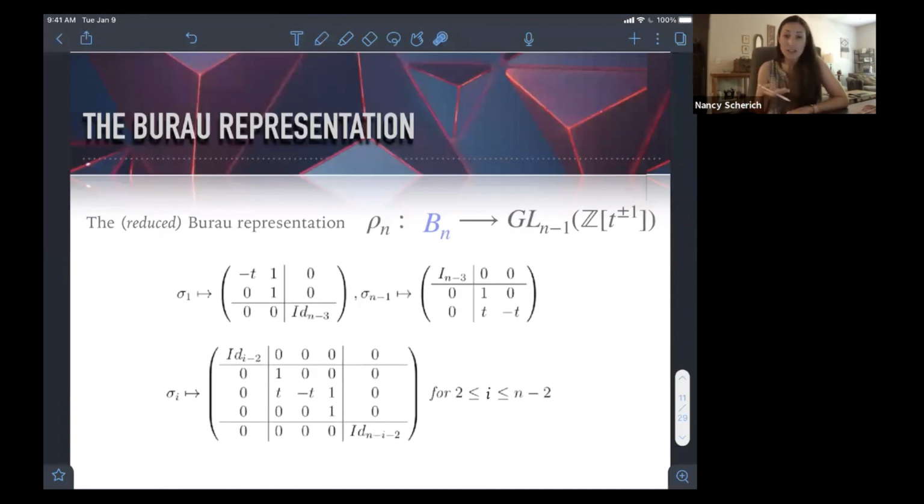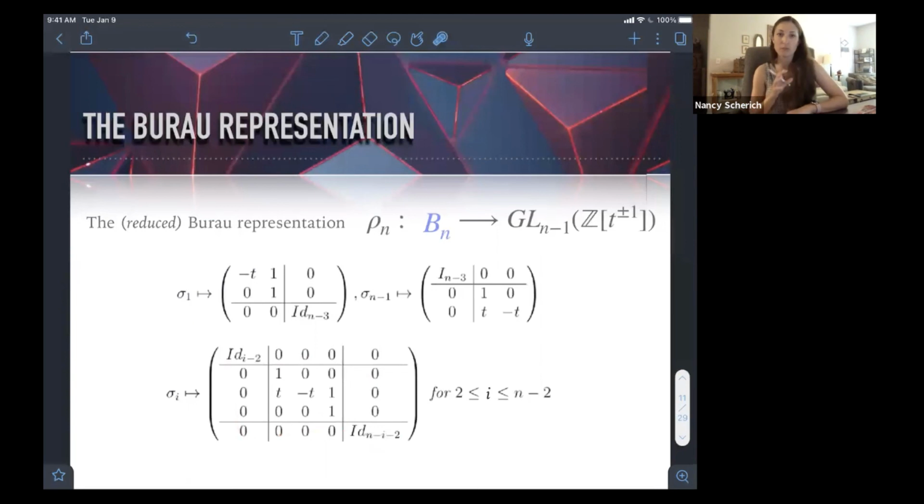But here it is. In order to give you a representation, I just have to tell you where to send the generators of the braid group. And you would just have to check that these matrices satisfy all of the relations of the braid group. And then voila, here's a representation. A few things to note about this. There's a lot of zeros going on, padded by the identity matrix. And then you have this little 3x3 block that's going chug, chug, chug, chug, chug along the diagonal.